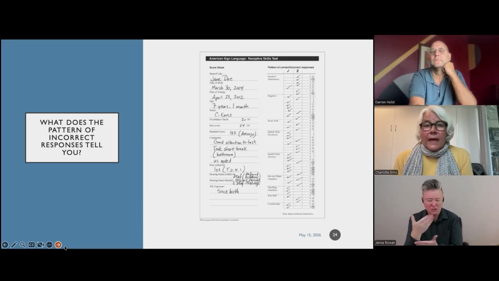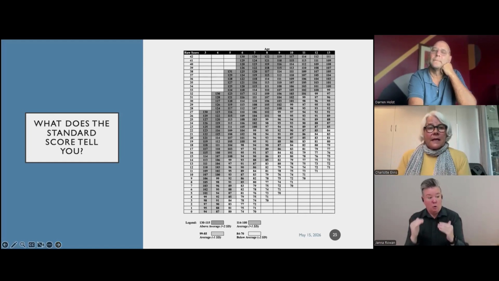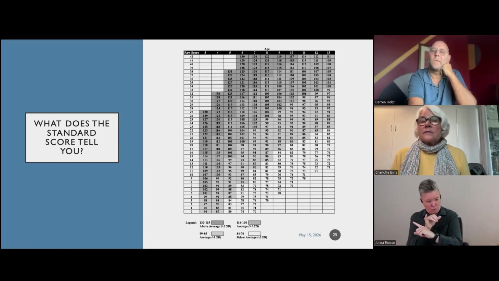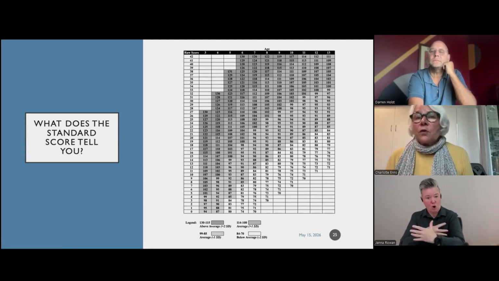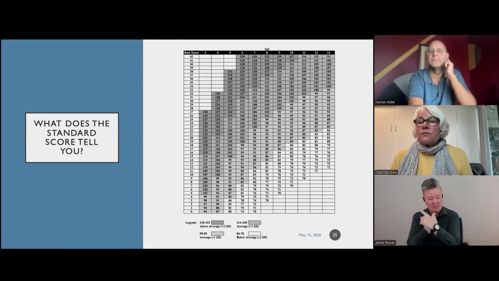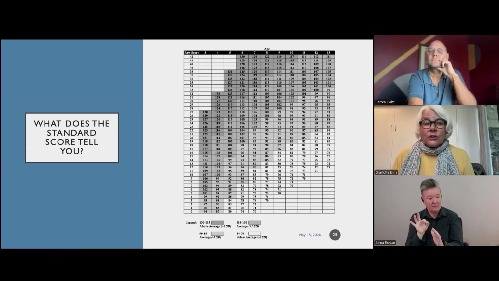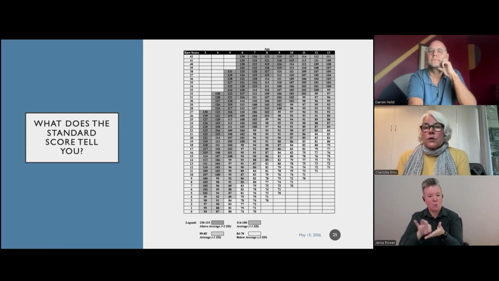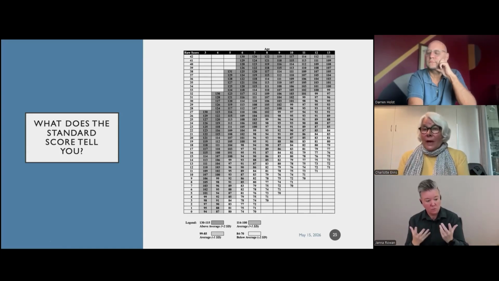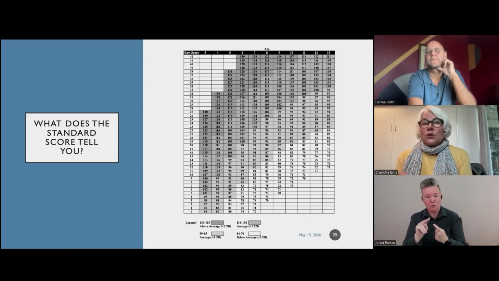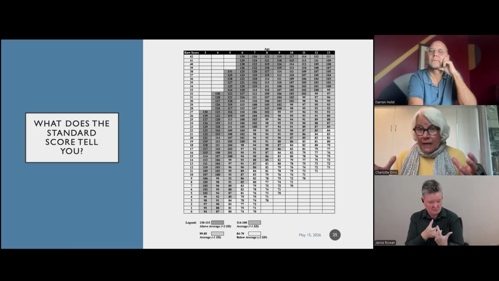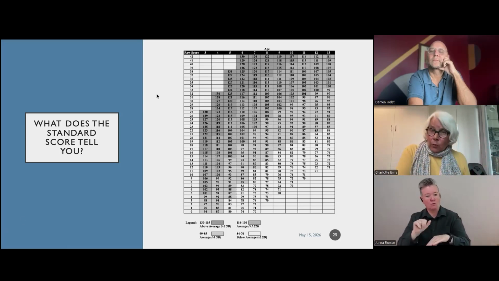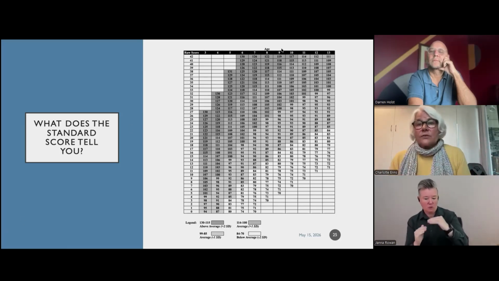Good point. Okay, so this is the chart that Darren was referring to that allows you to find the standard score. It applies directly to the norms and lets you determine whether the child fits into the normal range or is below average or above average.